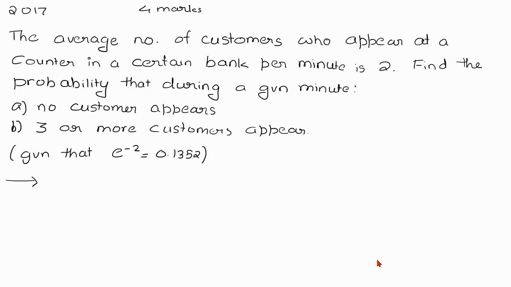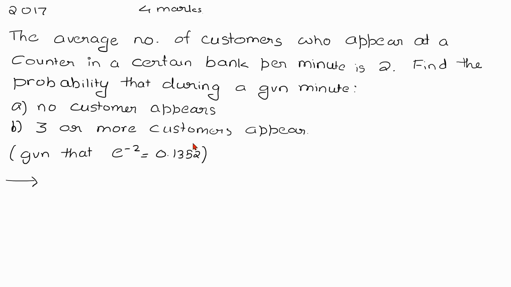Now let's move to the next problem. Okay, this problem appeared in 2017, a kind of important problem, which appeared for 4 marks. Okay, what does this say? The average number of customers who appear at a counter in a certain bank per minute is 2. Find the probability that during a given minute no customers appear, or the second sub-question is 3 or more customers appear.